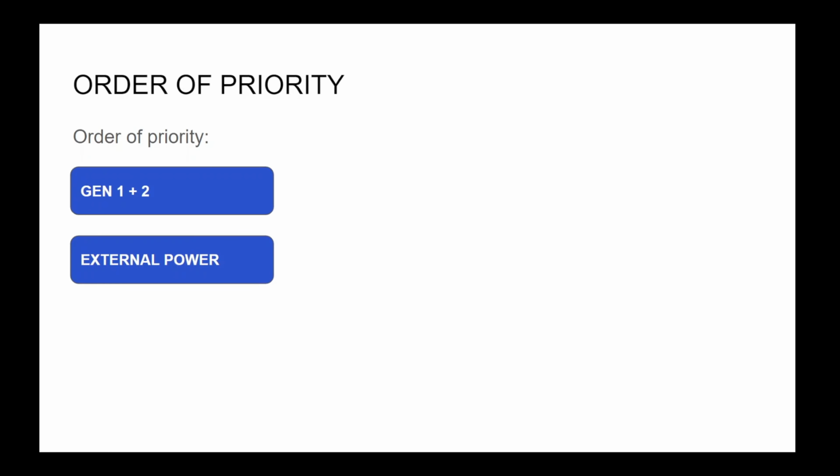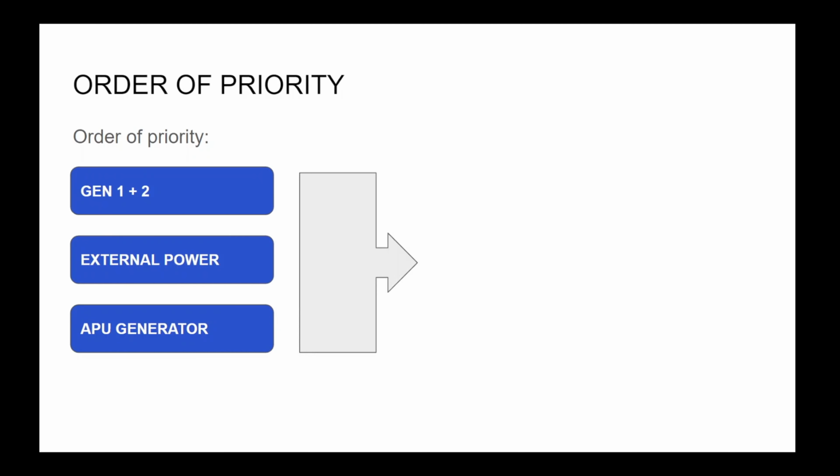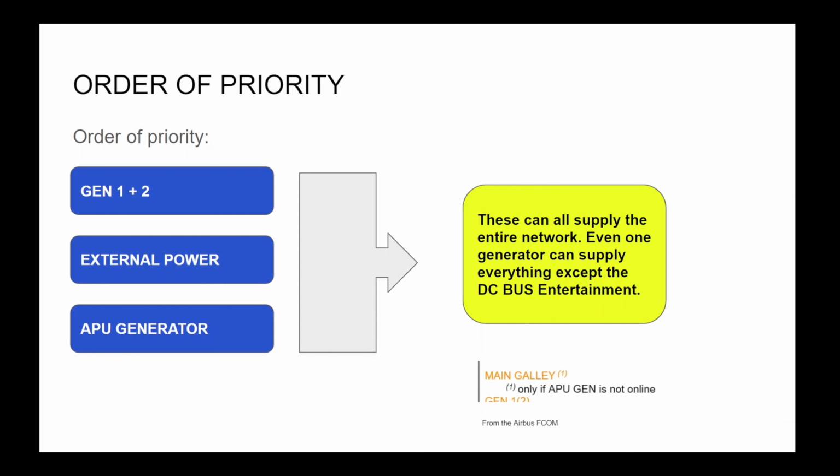There is an order of priority when it comes to what source supplies the electrical system. Generators 1 and 2 are the main source of electrical power. In the absence of them, the external power will take over as the source. Even if the APU generator is running, once external power is removed, the APU generator will supply the AC bus bars. Any of these generators can supply the entire network. Even if one of the engine generators has failed, the other will supply everything except for the DC bus entertainment.